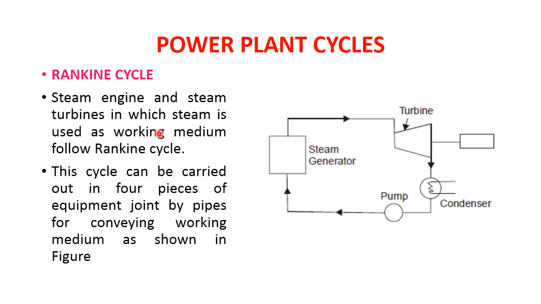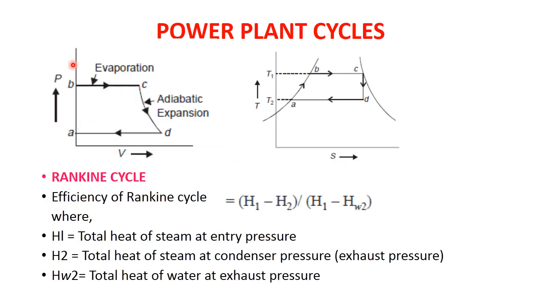So therefore basically a steam engine and steam turbines, in which steam is used as the working medium, follow the Rankine cycle. So the working medium in this particular cycle is steam. This cycle can be carried out in four pieces of equipment joined by pipes for conveying the working medium, as shown in the figure. As we have already explained the working here, the requirement is of four components. Let's see the diagram of this.